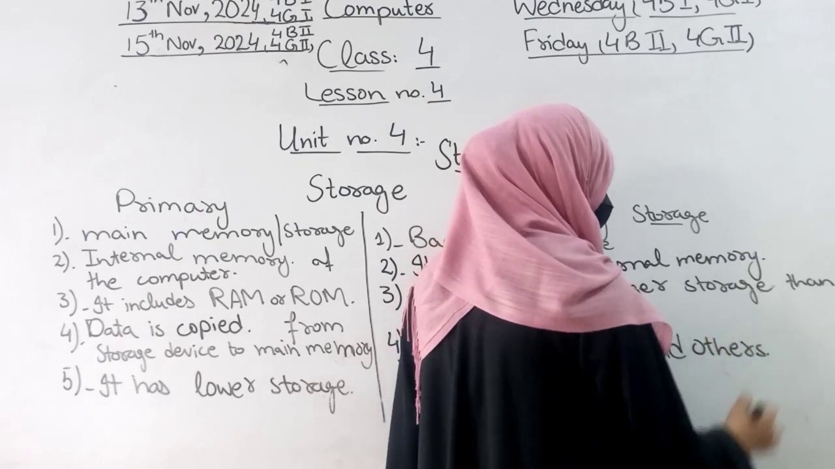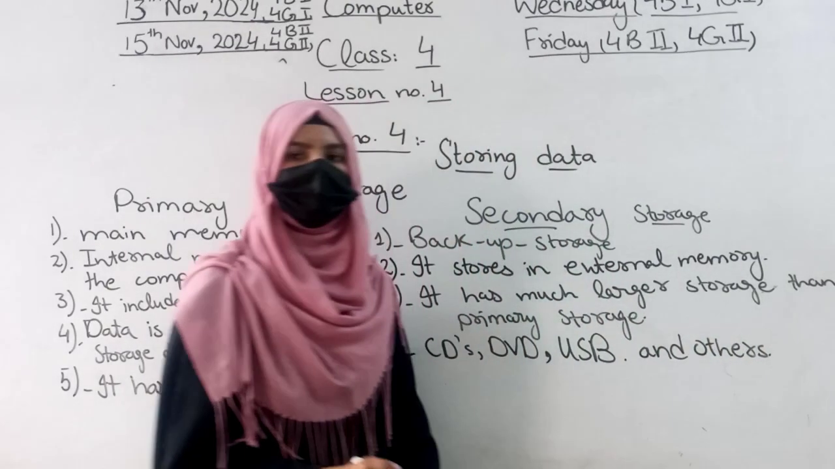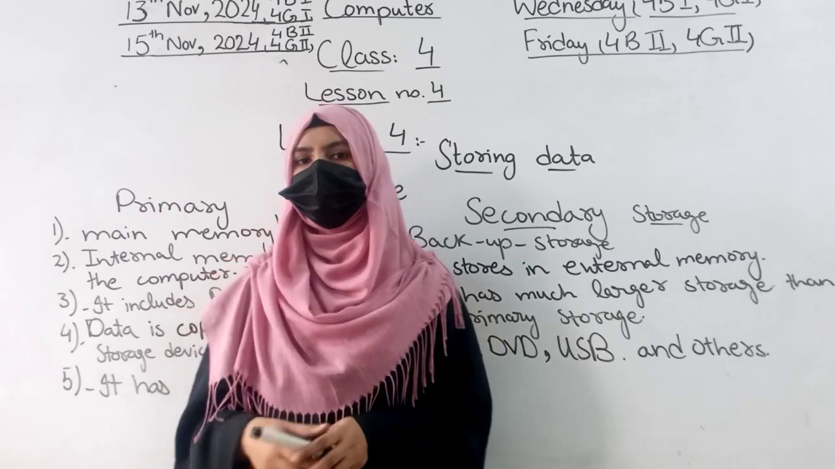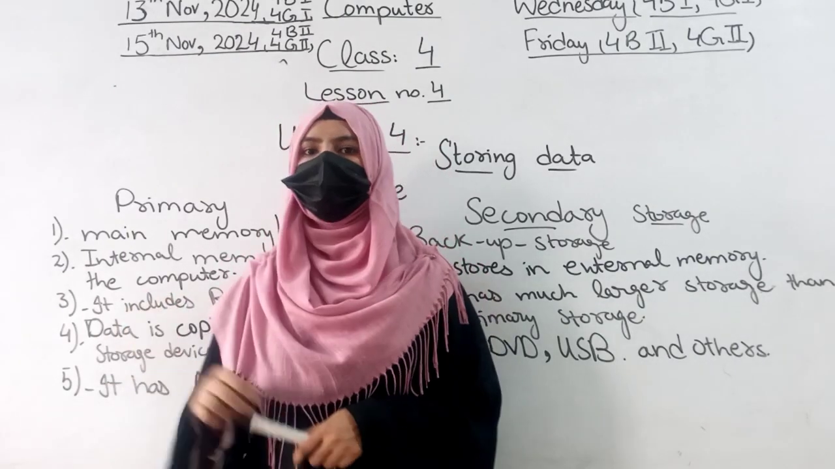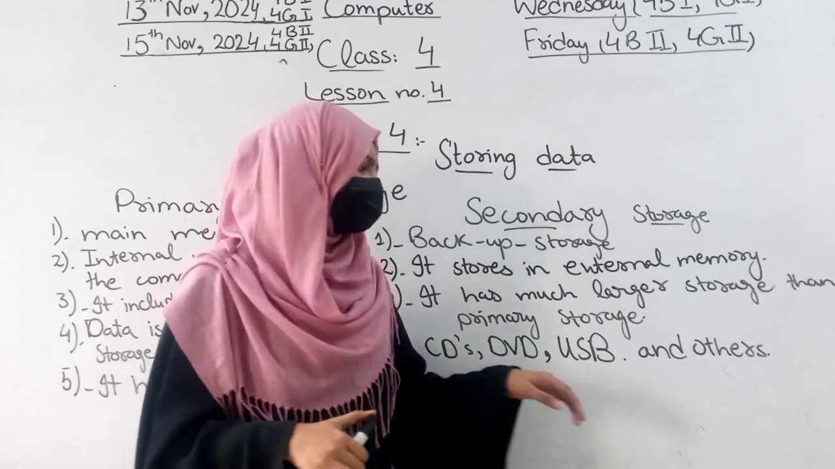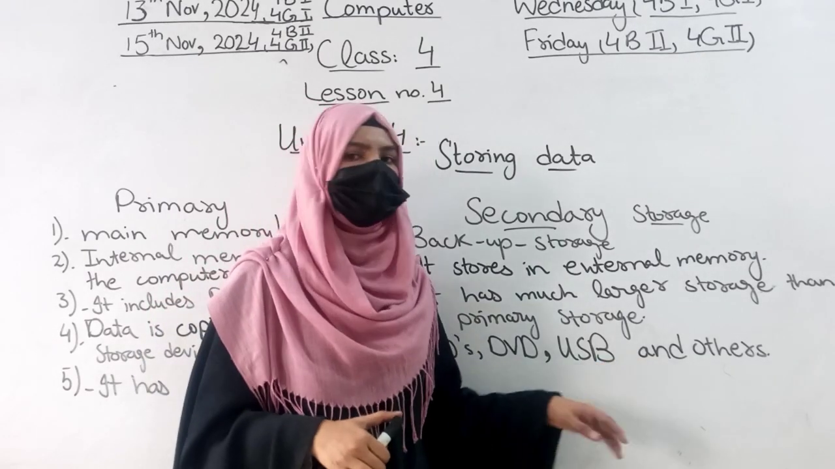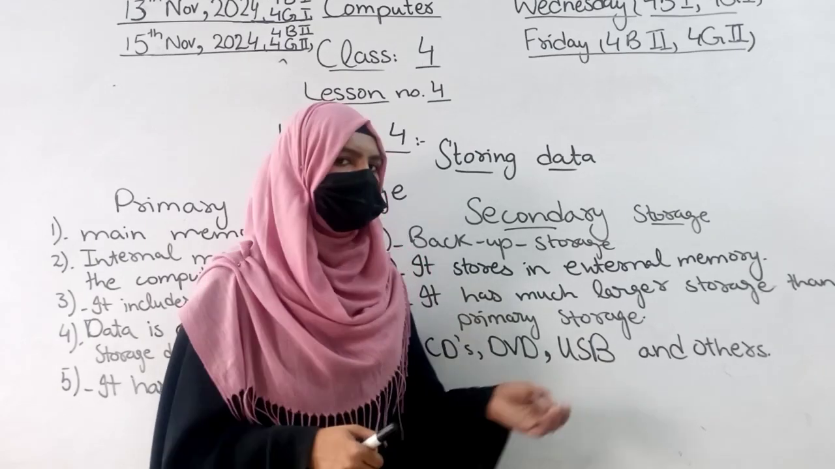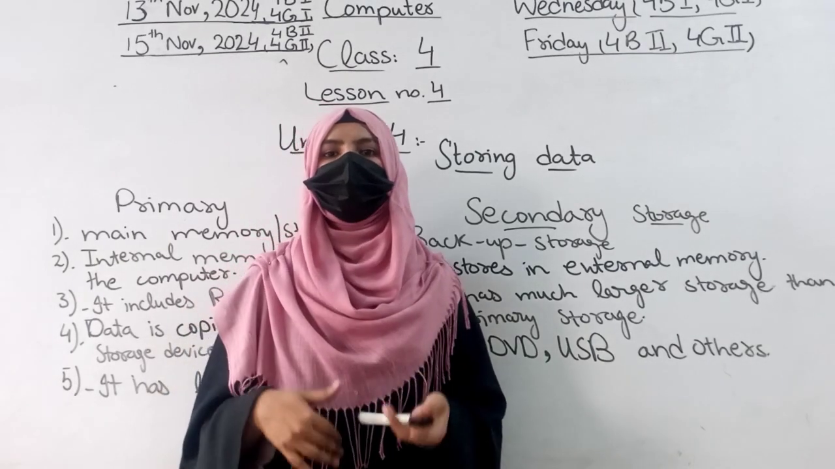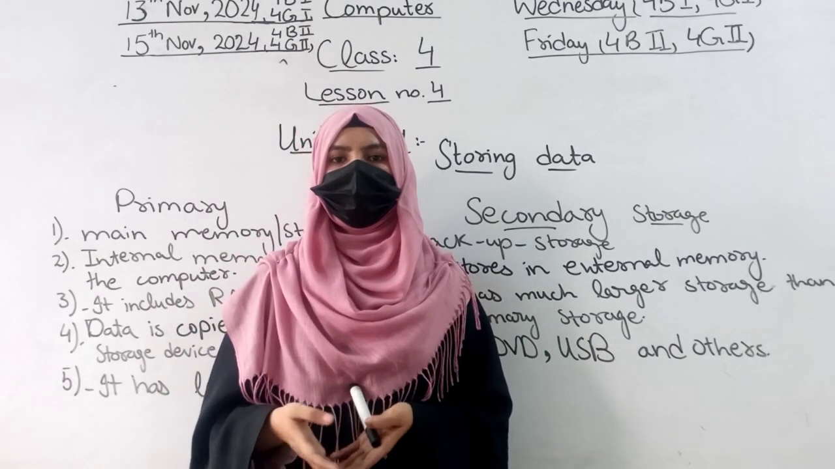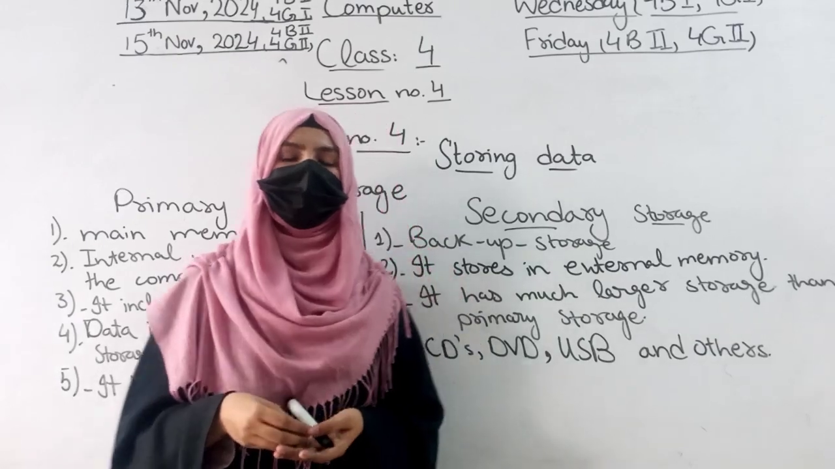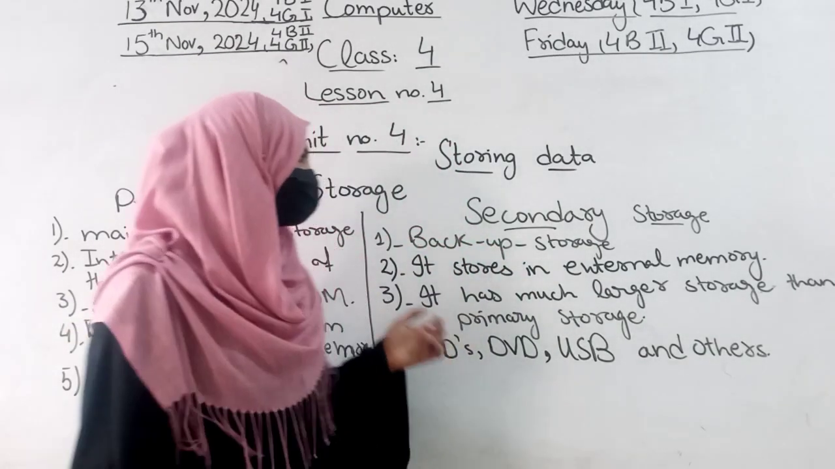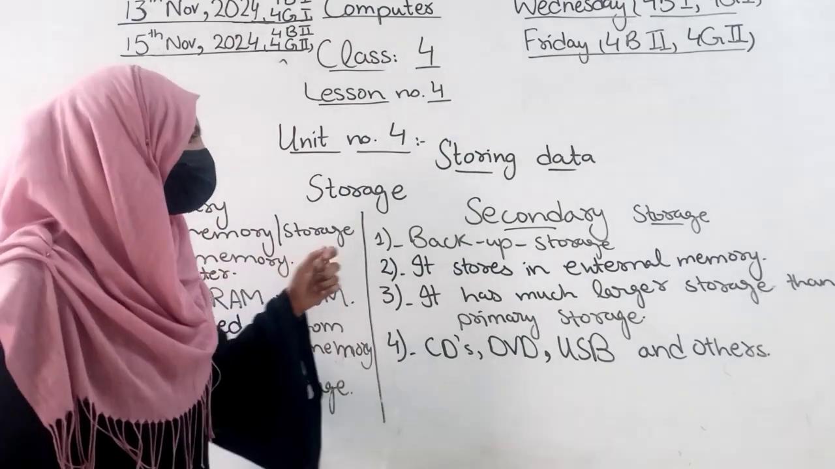So when your computer is filled with files and it cannot store any more data in its internal memory, then it stores data in the external memory. You transfer your previous files, your previous data into the USB, and then you can add more files, more data into the internal storage. So this is the difference between primary storage and secondary storage.